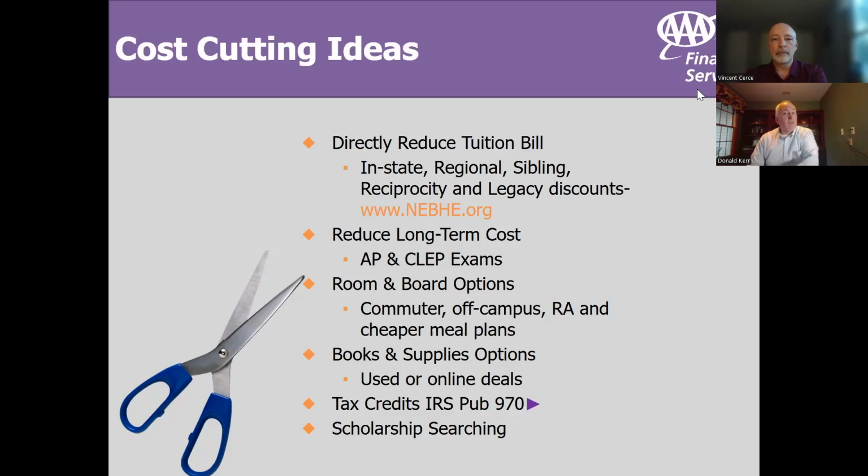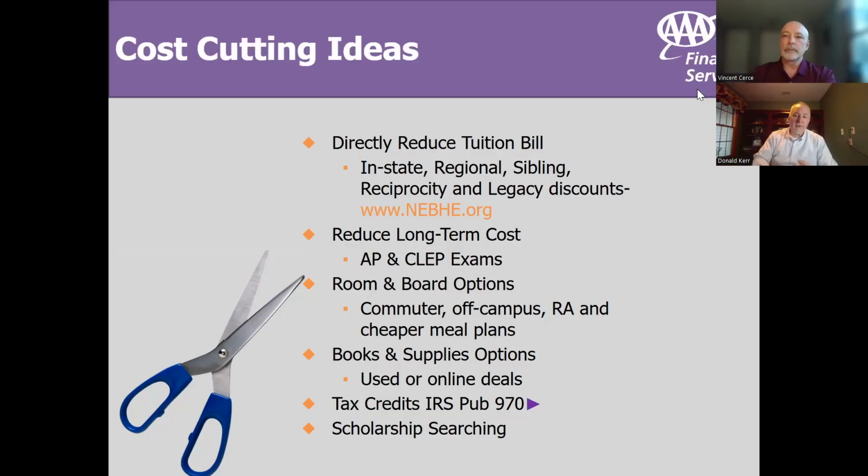You're going to get tax breaks as well. I'm not a tax expert, but research Publication 970, and you'll be up to date on all the different tax breaks you can get to help you offset all these costs. Or, if you have an accountant who does your taxes for you, just let them know you have a kid going to college, and they'll know exactly everything they can help you qualify for.